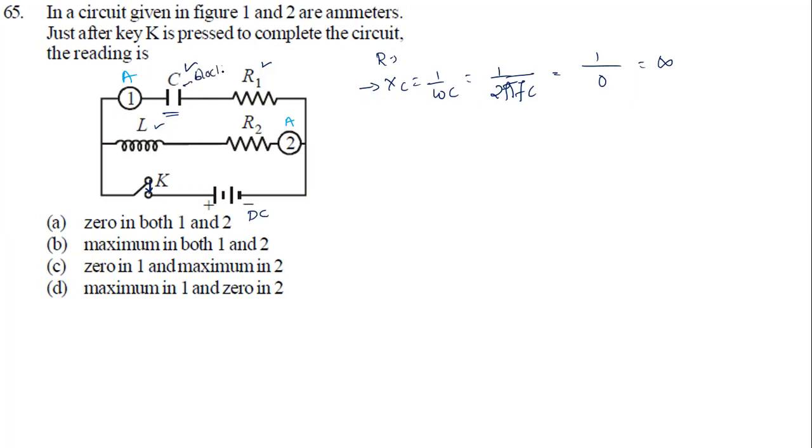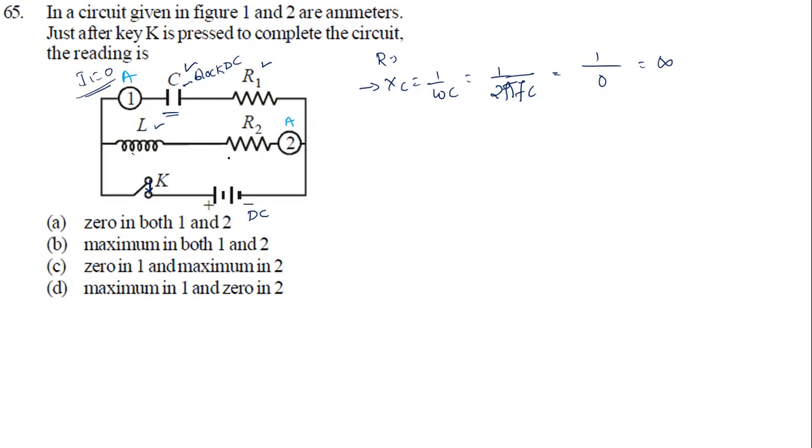So it is going to block DC. Since it is blocking DC, will you get any current in the ammeter? Only if the capacitor allows, you get current, right? Of course, initially you are going to get current because of charging the capacitor. Once the capacitor is completely charged, it is going to block DC. So there is no ammeter current. So the current in ammeter 1 is 0.